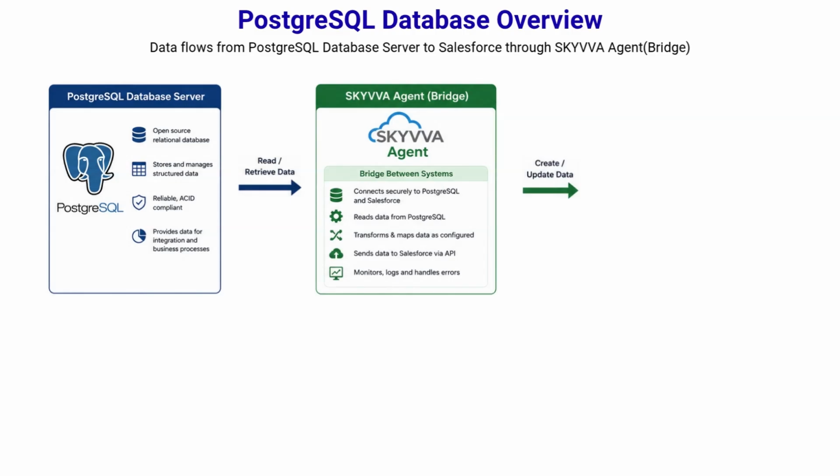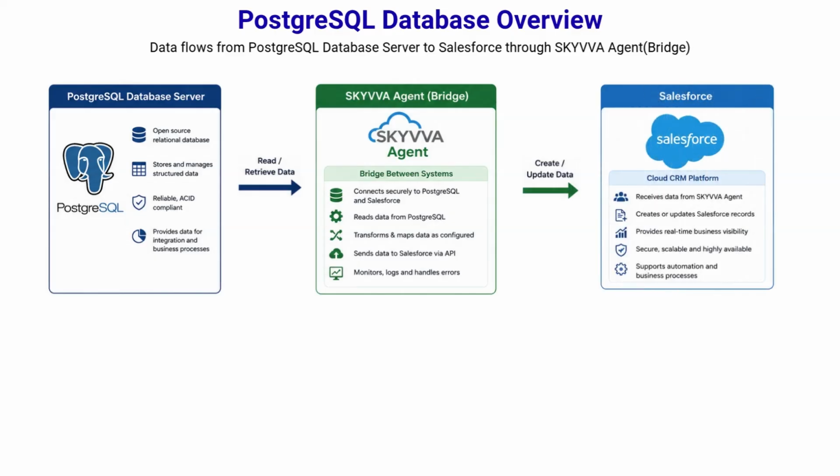Step 4. Send data to Salesforce. Once the data has been successfully transformed and validated, SKYVVA Agent sends it to Salesforce through the Salesforce API. The communication is secure and follows the configured authentication method. The agent transfers the processed records efficiently and ensures that each request is delivered correctly. If any issues occur during transmission, the agent records the error and can retry or report the failed transaction.